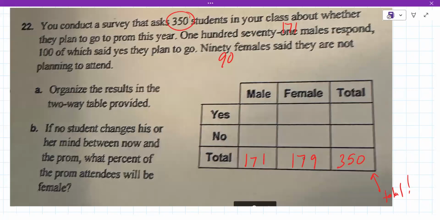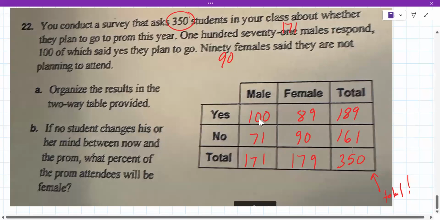100 males said that they were going. That's male and yes, which means that 71 said they're not going. 90 females said they are not planning to attend, which means you can figure out how many are planning to attend. Looks like 89. And then you can add up the totals. Everything has to sync up. So your row totals, your column totals, your super totals, they all have to sync up.